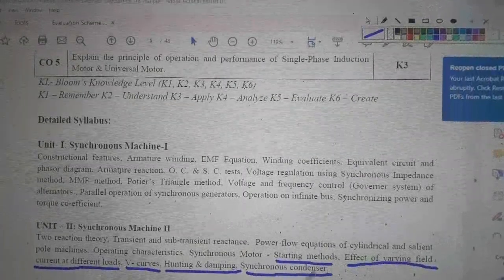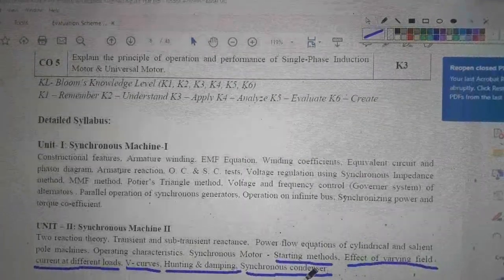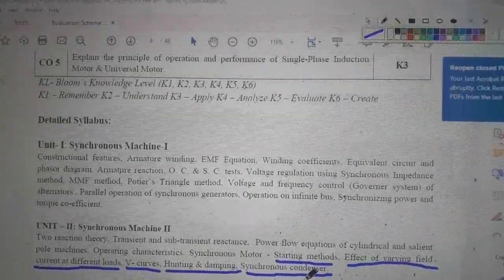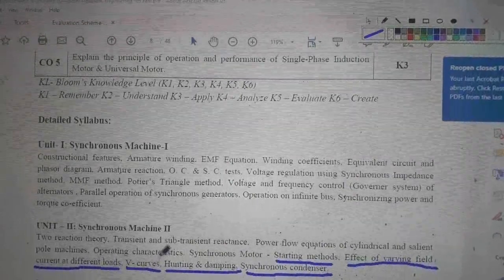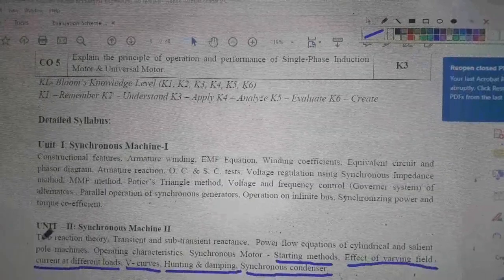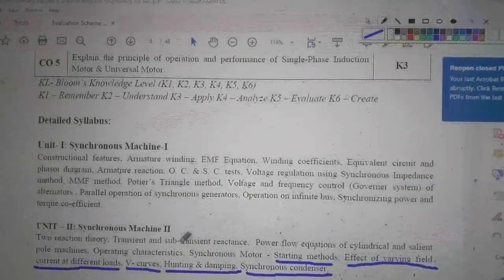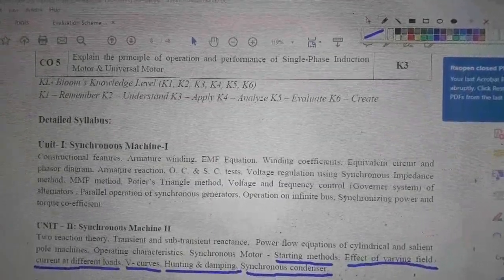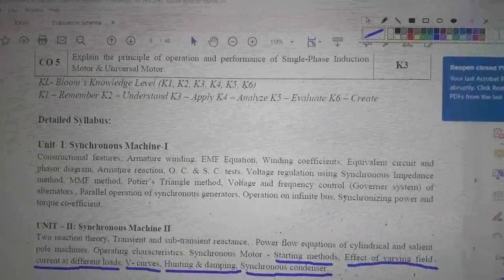Synchronous condenser is an important device for a distribution system. V curve is an important topic, always asked in the external exam. Now we will move to the next topic.